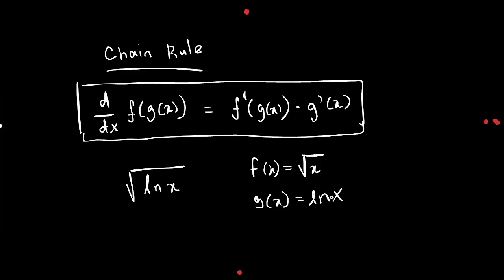So what we would do is find the derivative of the square root of x, but instead of x, we would replace the x with the g of x function. So it's 1 over, but instead of putting in x here, we plug in our g, so ln x, multiplied by the derivative of ln x. So that's how we approach these things, right?